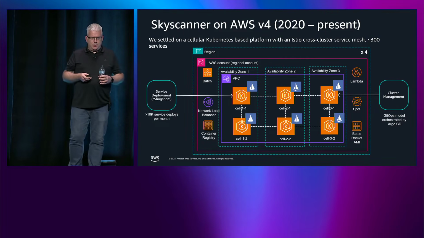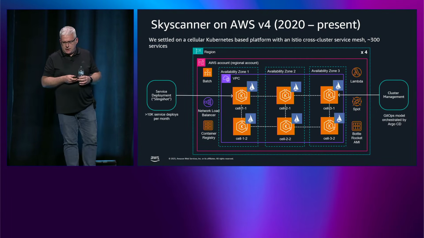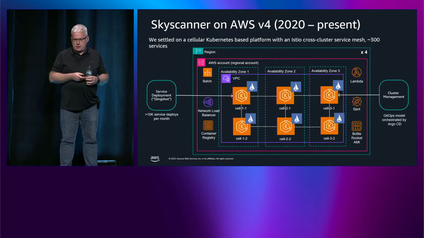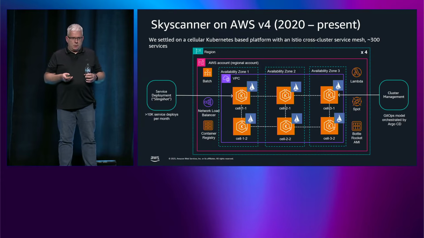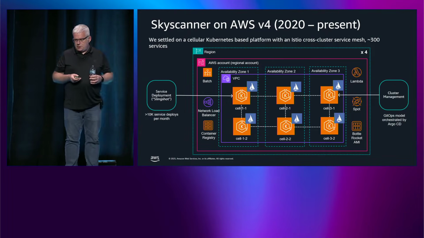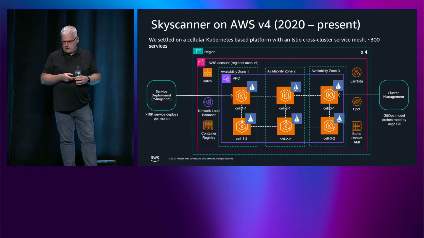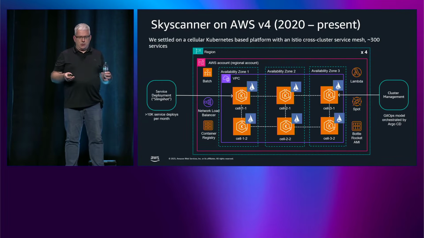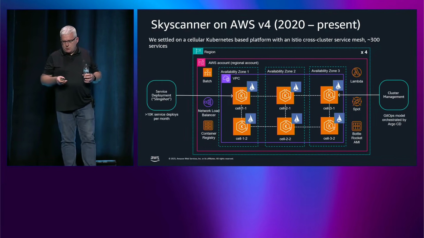So Skyscanner V4, this is the current architecture we have. It's about 5 years old now. We're a cellular Kubernetes platform. We have an Istio cross-cluster service mesh. We run regional accounts. We have multiple EKS cells per region. We use GitOps to manage the life cycle of the services and also the clusters using Argo CD. We have a standardized AMI and container toolchain. We still do about 10,000 deploys a month, but we have nearly half the number of services that we did in 2019, so the throughput is considerably higher. We have bounded size clusters, and we use NLBs at the edge to feed traffic into the mesh. So conceptually, we traded mega clusters for a fleet of small composable cells.